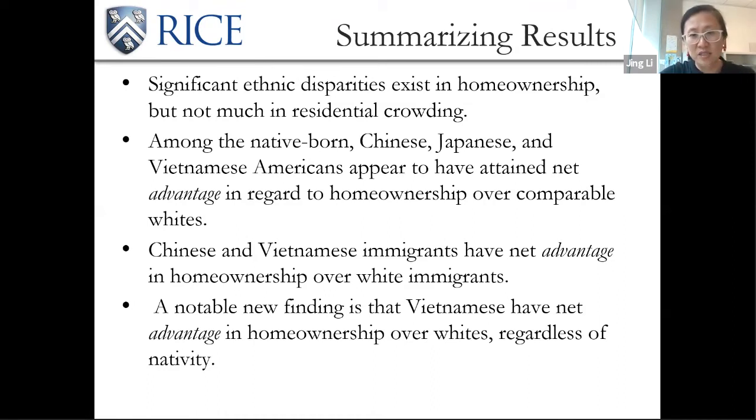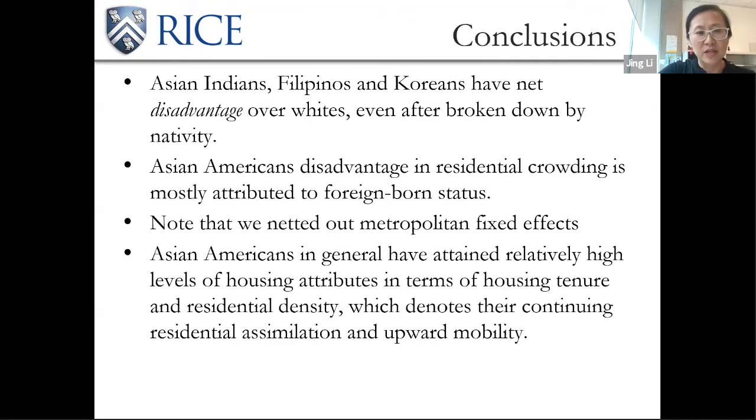Among the native-born, Chinese, Japanese, and Vietnamese Americans appear to have a net advantage in regard to home ownership over comparable whites. Chinese and Vietnamese immigrants have a net advantage in home ownership over white immigrants. A notable new finding is that Vietnamese have a net advantage in home ownership over whites regardless of nativity. This finding is new and was never mentioned in previous literature. Asian Indians, Filipinos, and Koreans have a net disadvantage over whites, even after breaking down by nativity.